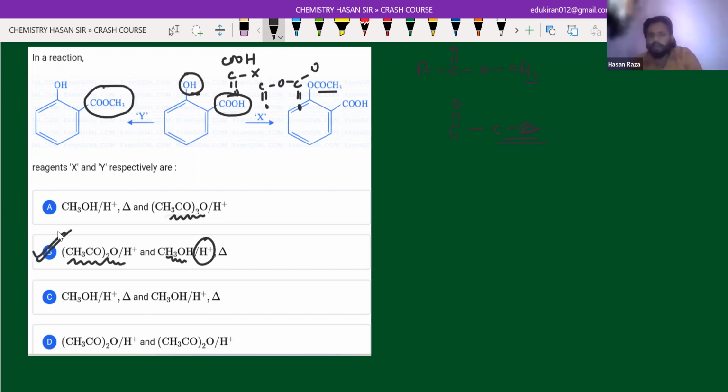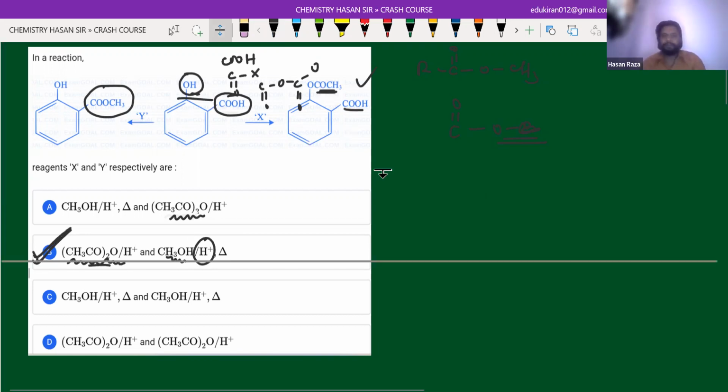This is a very basic question from class 10. In class 10, we learned that when alcohol reacts with carboxylic acid, we get ester. In class 12, we learned that when alcohol reacts with acyl halide, we get ester. When alcohol reacts with acid anhydride, this type of compound will form, along with the carboxylic acid. So B will be the answer.